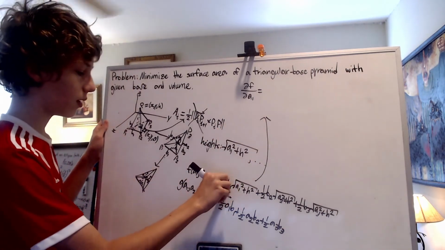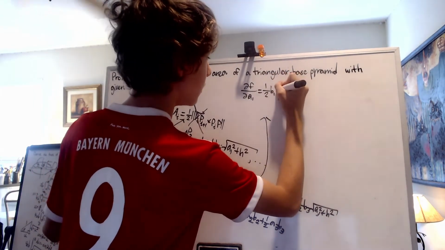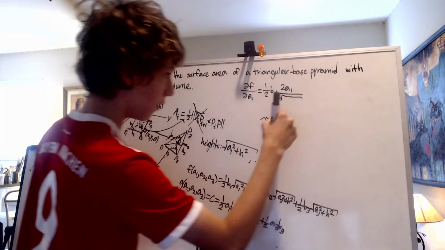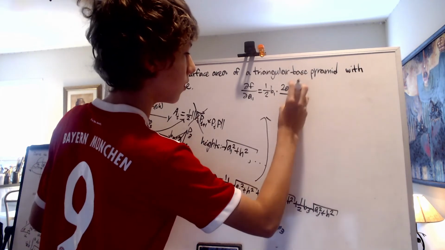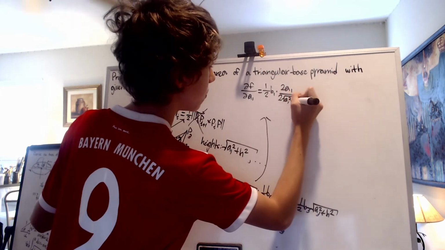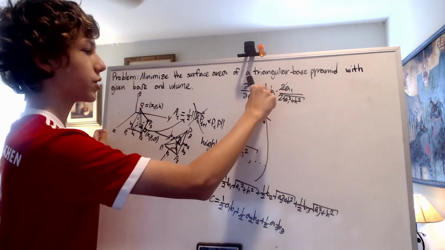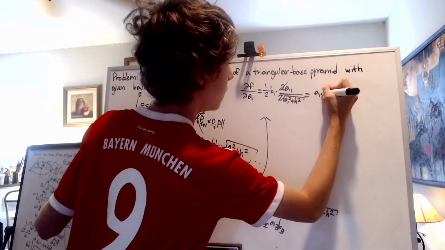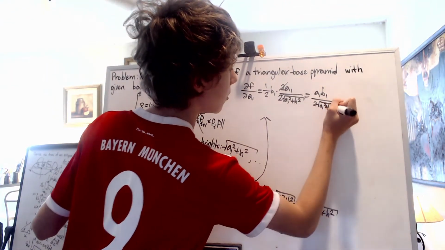So note that we're just going to have 1/2 b1 times 2a1 over 2 times the square root of a1 squared plus h squared. Okay, the 2's cancel. So we're just going to be left with this a1 b1 over 2 root a1 squared plus h squared. Okay?